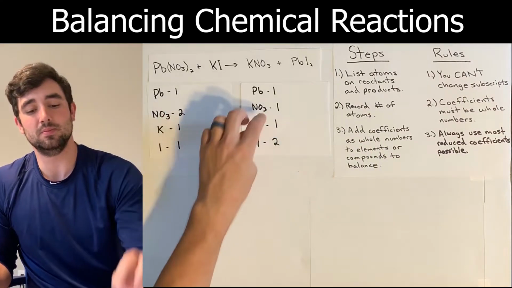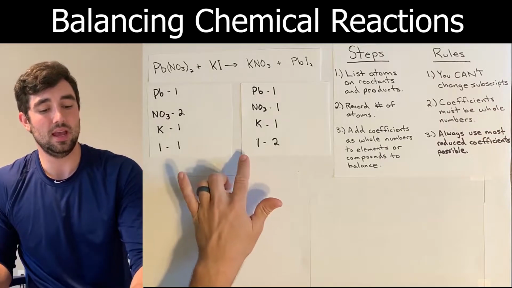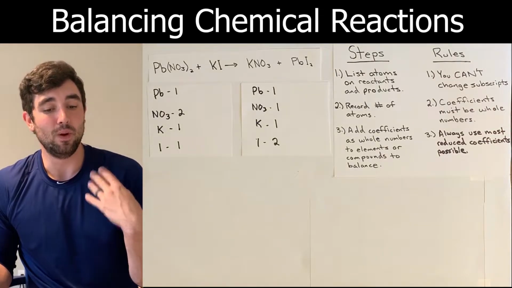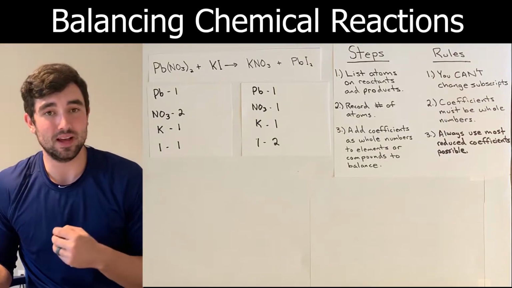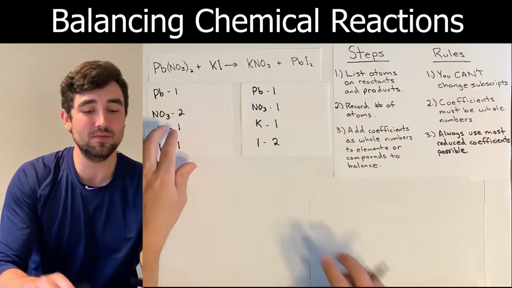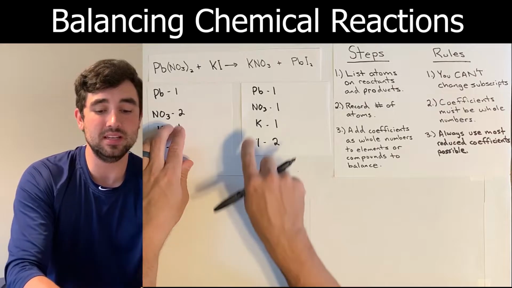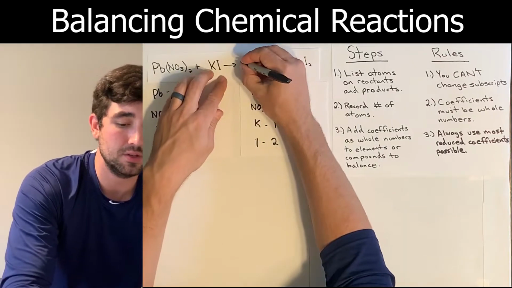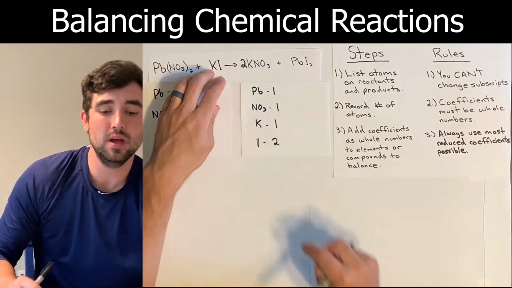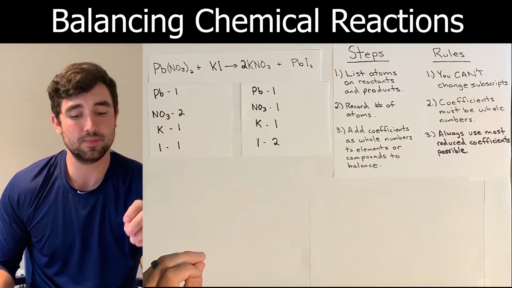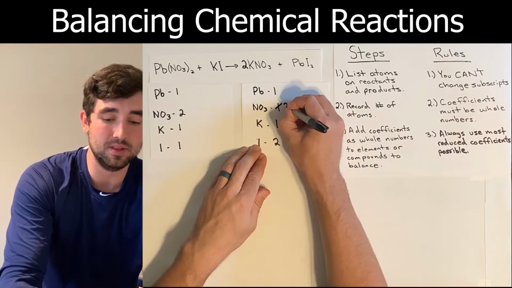So now we have 2 things that are problems. We have a disparity between the nitrates and the iodides. Where you want to start is fine wherever you want to go. So I'm going to start focusing on my nitrates because they're at the top of my list. So I know I need to have 2 on my product side, so I will add a coefficient of 2 in front of the KNO3. That fixes my problem with nitrates.